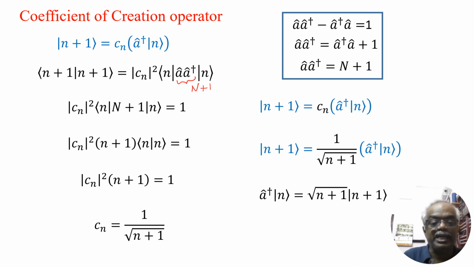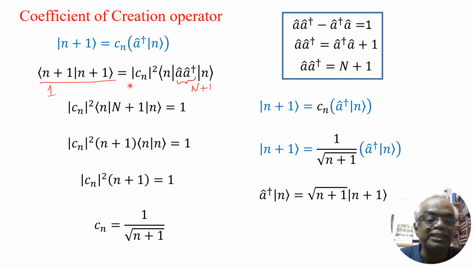So again I want to repeat, a and a† are not Hermitian operators, that you have to remember. But a† a, the number operator, is a Hermitian operator. So this will be n + 1. So I am using ⟨n|(n+1)|n⟩. Here, you know, the inner product ⟨n+1|n+1⟩ is 1. So I have taken this to the right-hand side, and I have kept this on the left-hand side.